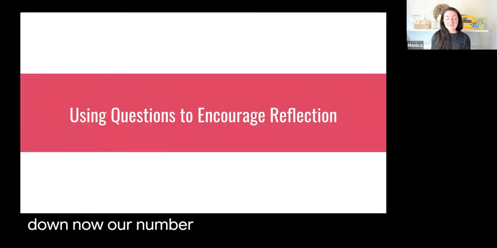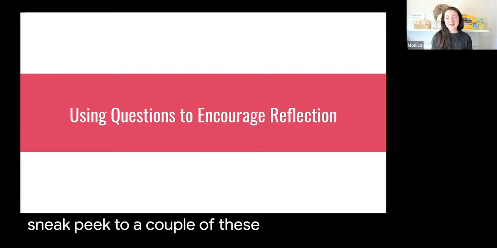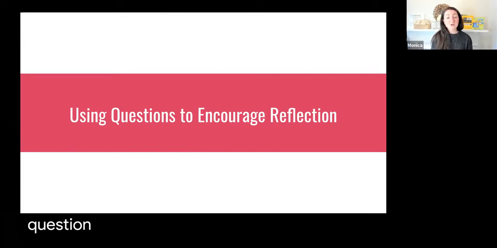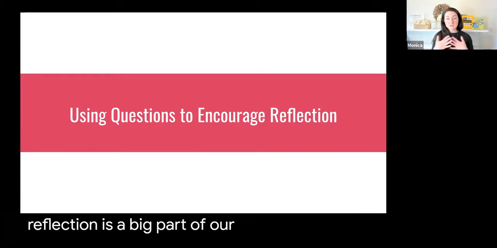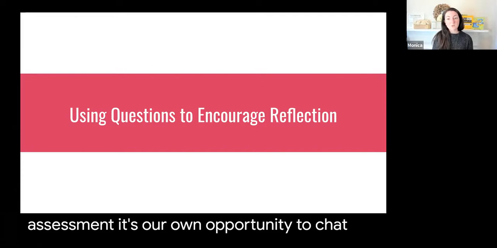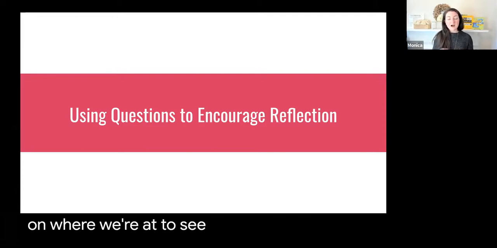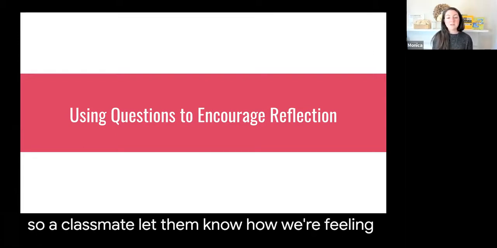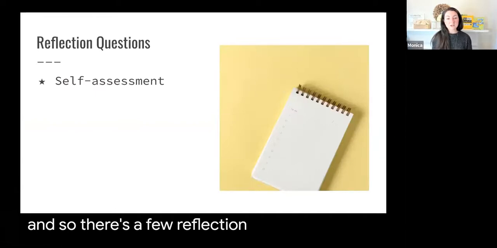Now, number 5 on the list of ways to prioritize SEL in the STEM classroom, I gave a sneak peek to a couple of these on my blog announcement about this webinar, is using questions to encourage reflection. Reflection is a big part of our own self-assessment. It's our own opportunity to check in on where we're at, to see what our perspective is and maybe share that with another child, a classmate, let them know how we're feeling. And there's a few reflection questions that you can try out.